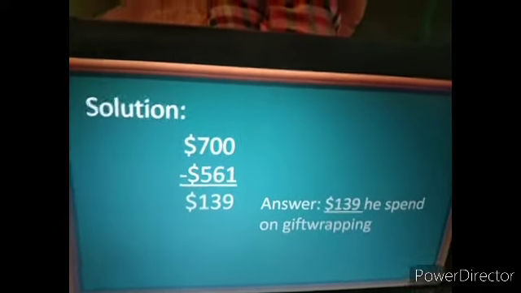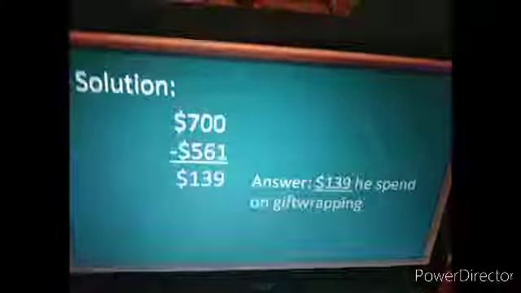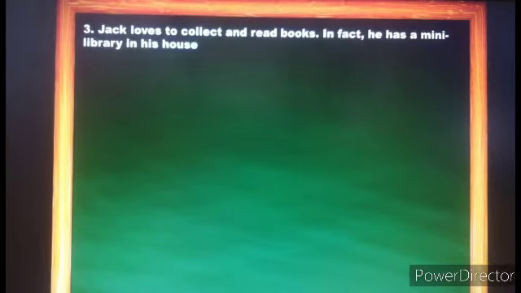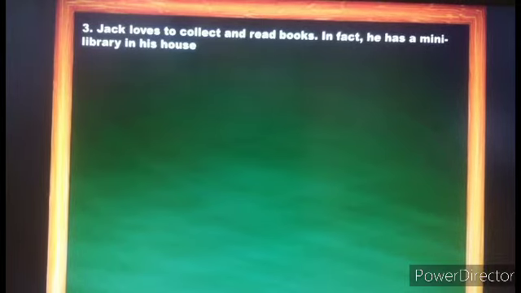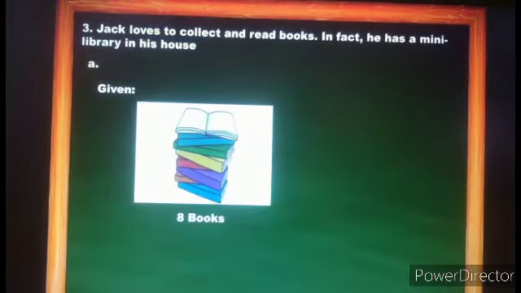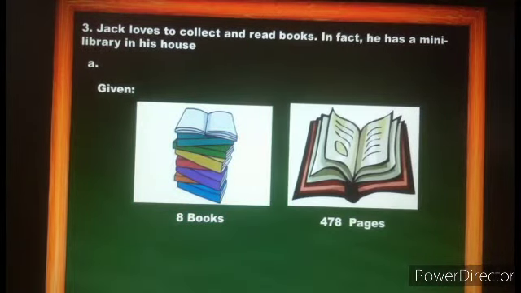So let's proceed to number 3. For number 3, Jack loves to collect and read books. In fact, he has a mini library in his house. For letter A, the library is divided into different sections for different types of books. The science fiction has 8 books, and each book has 478 pages. So the question is, how many pages do the 8 books have in total?